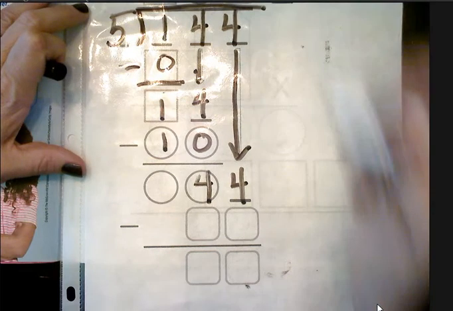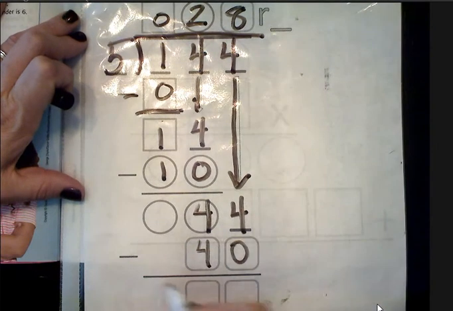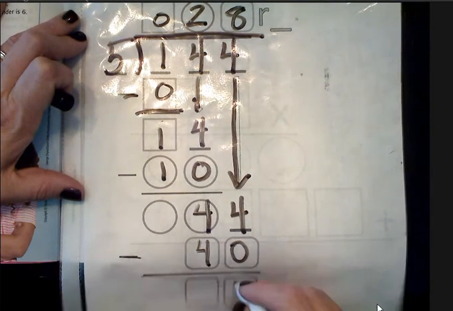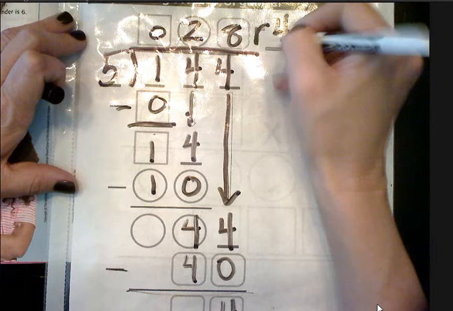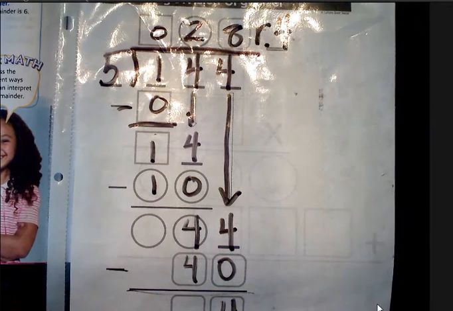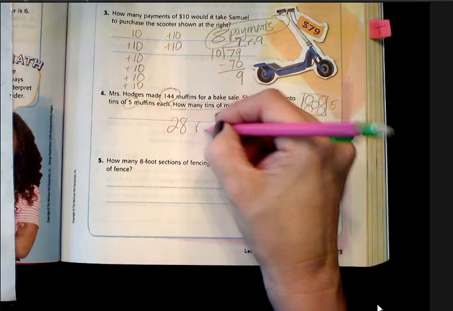8 times 5 is 40. And now I subtract. 44 minus 40 is 4. That's a really ugly 4. So my remainder is 4. So I have 28 with a remainder of 4. Let's think about this. So my answer that I got with math is 28 remainder 4.